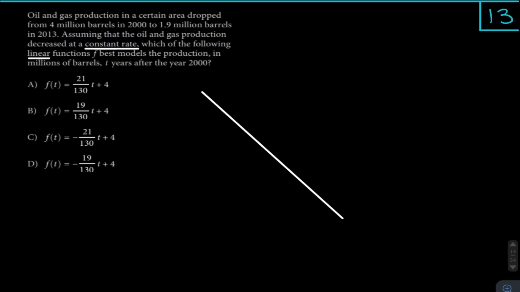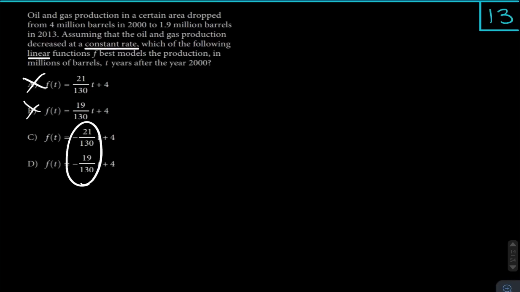It's decreasing at a constant rate. And so we know that we're not going to have a positive slope. So A and B aren't going to be it. And then it's really just a matter of C or D. Right? And so it seems that we're going to have to figure out our slope here. So let's do that. Our slope would be y2 minus y1 over x2 minus x1.